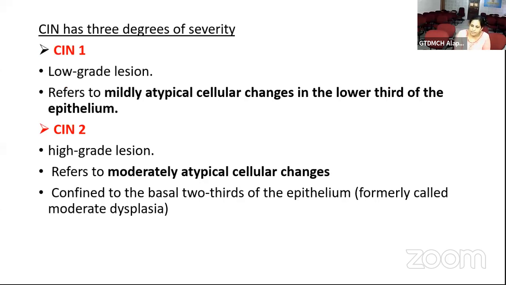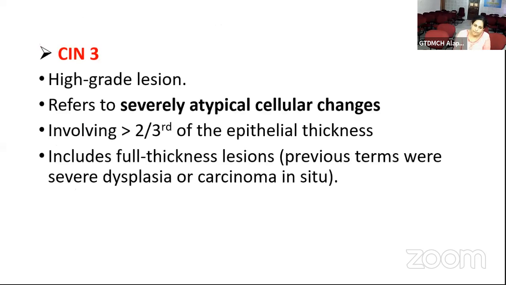CIN1 is mildly atypical cellular changes in the lower third of the epithelium. CIN2, a high-grade lesion, refers to moderately atypical cellular changes confined to the basal two-thirds of the epithelium. CIN3, a high-grade lesion, refers to severe atypical cellular changes involving two-thirds or full thickness of the epithelium.